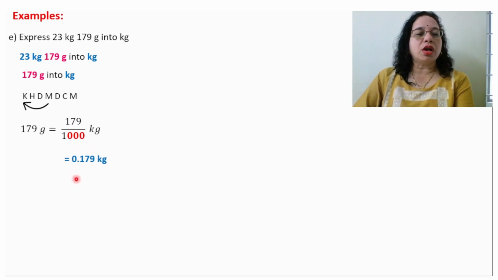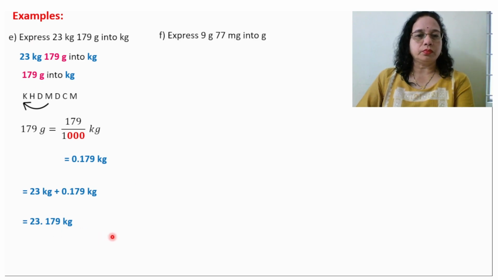So now this 0.179 kilogram and this 23 kilogram we will add. After adding, you will get 23.179 kilogram. Take one more example. So again same thing, 9 gram 77 milligram into gram. So this 9 gram is already in gram. So we will convert this 77 milligram into gram.